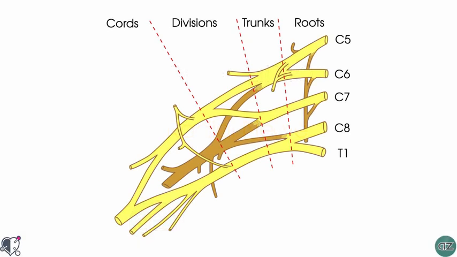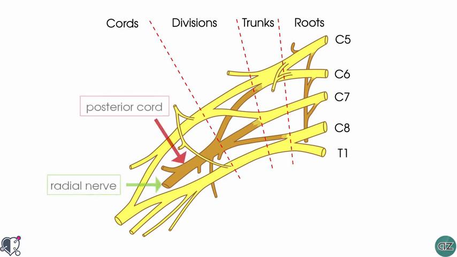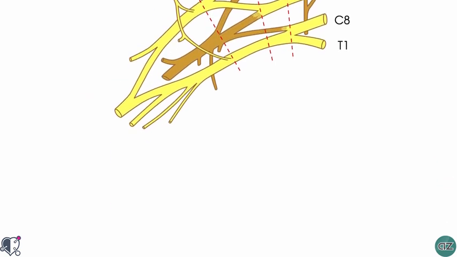The radial nerve is one of the major peripheral nerves of the upper limb and is derived from the brachial plexus as a continuation of the posterior cord. This schematic of the brachial plexus shows how the radial nerve contains nerve fibers from spinal roots C5 to T1. Check out my video series on the brachial plexus for more information on this topic and to learn about its structure in more detail. The radial nerve has both sensory and motor function.